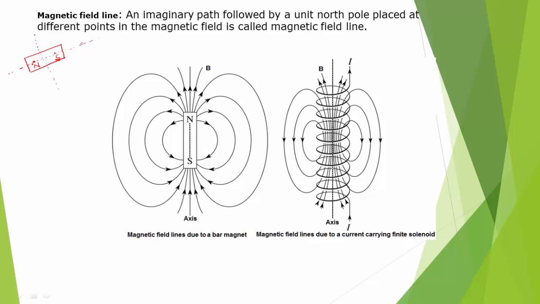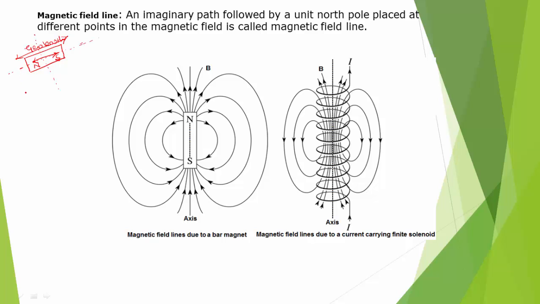And other properties, the distance between the north pole and south pole inside this magnet is called magnetic length, and the actual length of the magnet is called geometrical length. All these properties already I discussed in the last class.